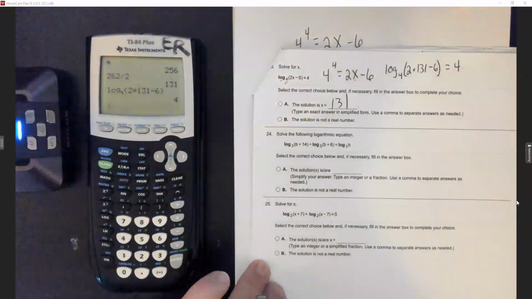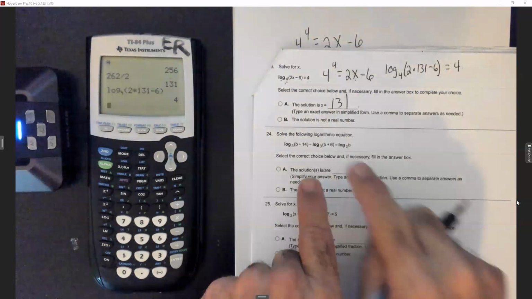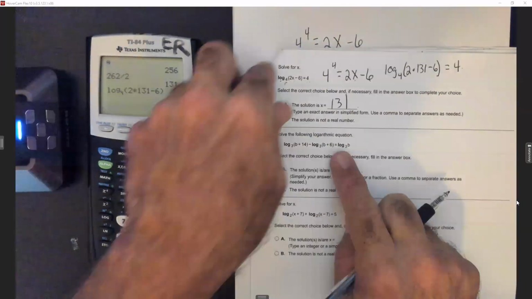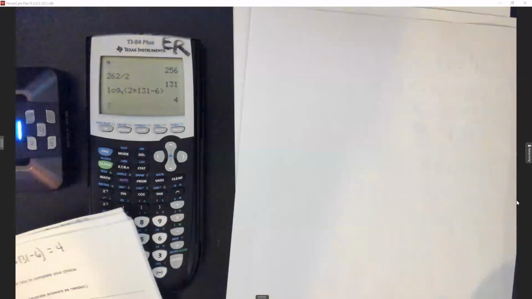All right, so here's one. This one has 3 logs in it, okay? So let's write this one down. It's going to be really nice. All right, let me straighten this up for you.